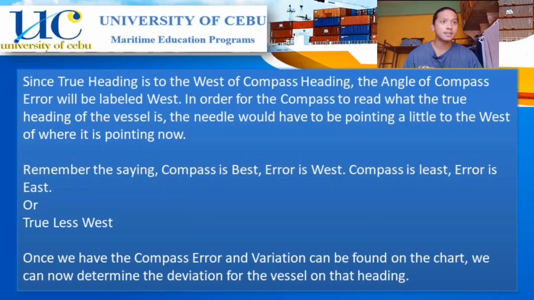So, remember the saying: compass least, error east; compass best, error west. Compass is east, error is east, or true least west. Once we have the compass error and the variation can be found on the chart, we can now determine the deviation for the vessel on that heading.